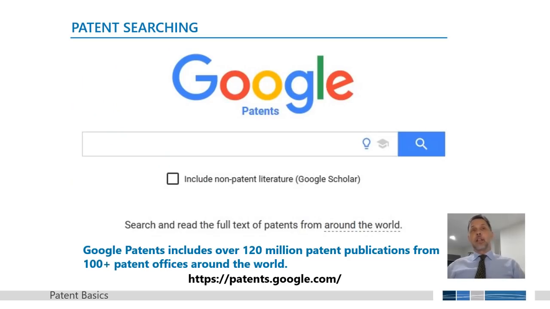Patent searching. The Google Patents database has quite extensive coverage of patents around the world. You can use keywords to do some searching, but again, I recommend that a patent attorney do those searches for you and interpret your search results, because at the end of the day, only the patent attorney can advise whether there's likely to be infringement or not in that particular country.